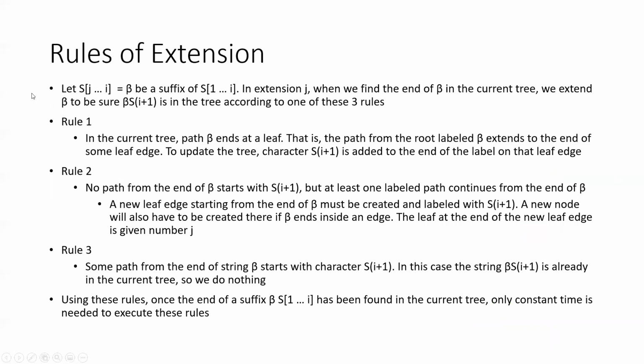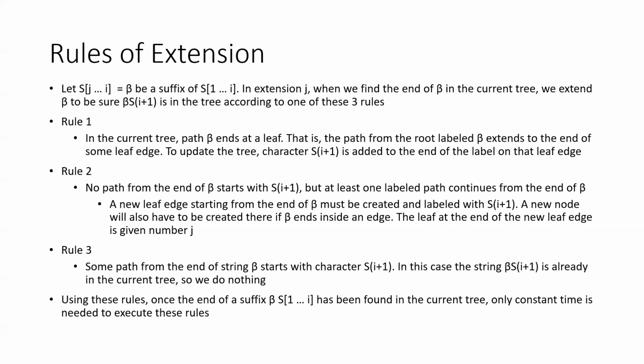Rule 2: no path from the end of beta starts with I+1. So you find the end of beta, but there's no path that starts with I+1, though at least one labeled path continues from the end of beta. While it doesn't start with it, it keeps building upon beta. So rule 2 says that a new leaf edge starting from the end of beta must be created with label I+1, the I+1 character. A new node will also have to be created if beta ends inside an edge. The leaf at the end of the new edge is given the number J.